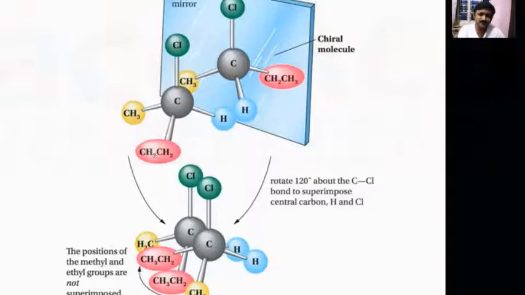And in this example, you see a chiral molecule is taken here. We have ethyl groups with red color shade, and methyl groups with yellow colored shade. But here after the 120 degrees of rotation about the carbon chlorine bond to superimpose the central carbon atom, hydrogen and chlorine, the central carbon atom gets superimposed, but the positions of the methyl and ethyl groups do not get superimposed after the rotation. This we will call a chiral molecule.